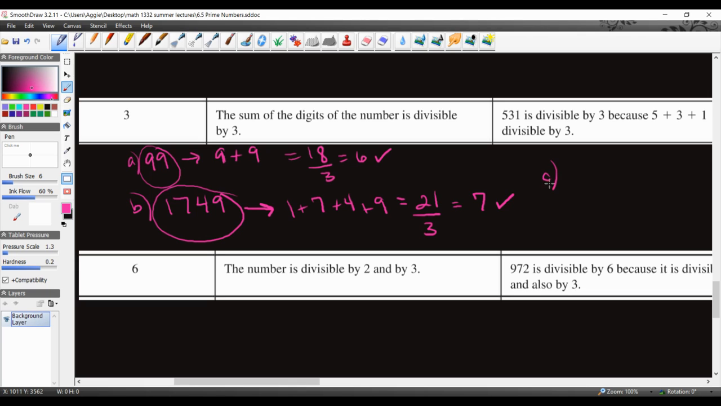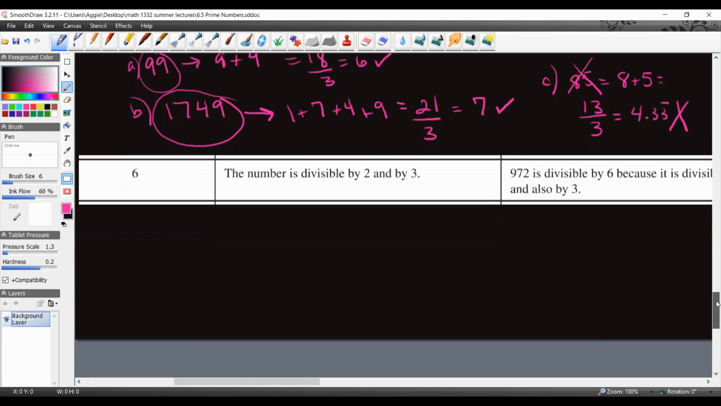Okay, I'm going to try one that's not going to work just so you can see how it works. Let's say we have 85. That would be 8 plus 5, and 8 plus 5 is 13. Can we divide 13 by 3? Well, we can, but we're going to get a decimal. It's going to be 4 and 1/3 or 4.33. So that means that this one is not divisible by 3. And that's how these work.